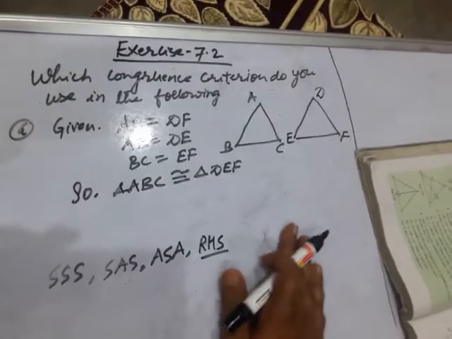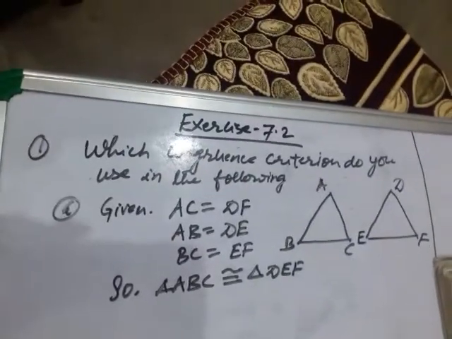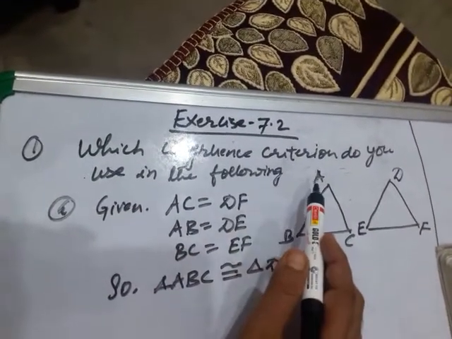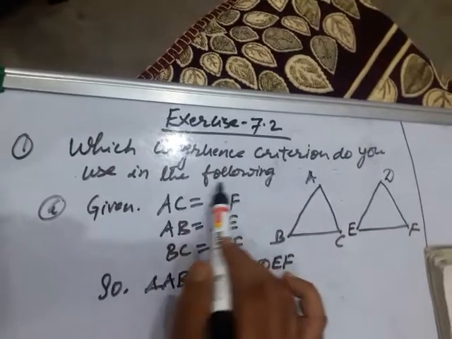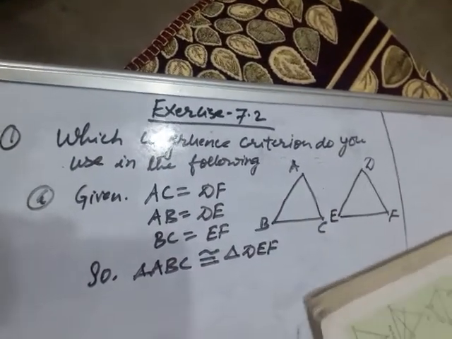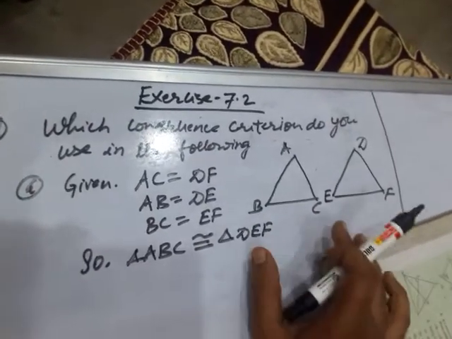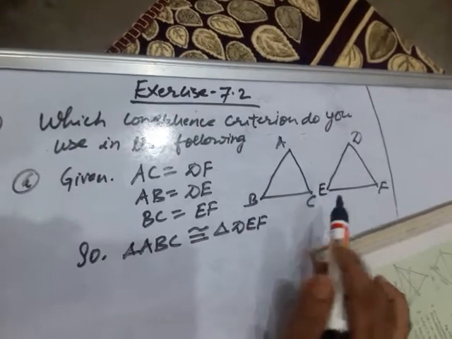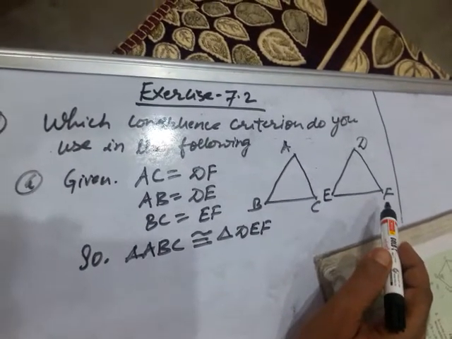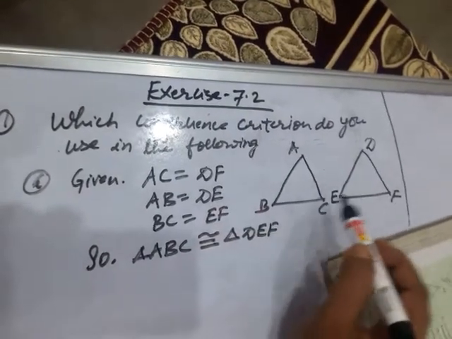Okay. Now let us move to exercise 7.2, question number 1. It is written over here. It states: which congruence criterion do you use in the following? Clear? Here two triangles are given. I hope you have your textbook in front of you. That is, triangle ABC and triangle DEF are given such that AC equal to DF.